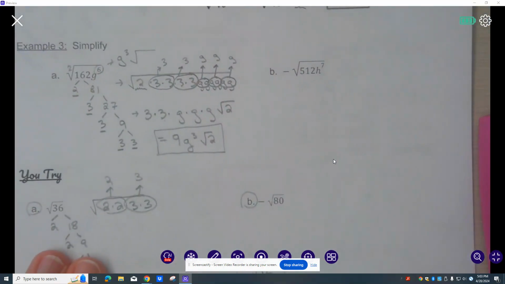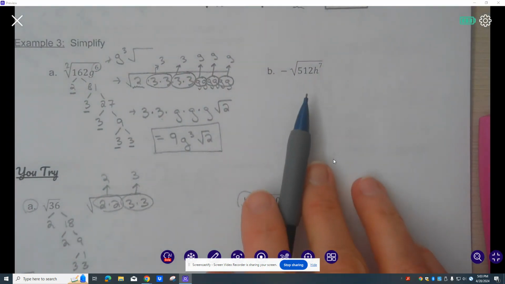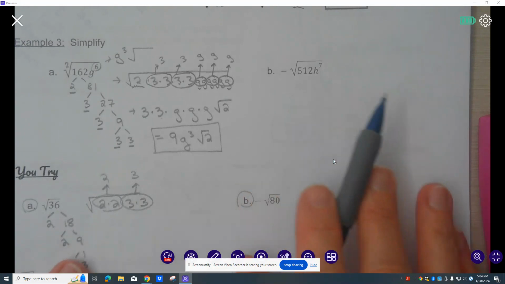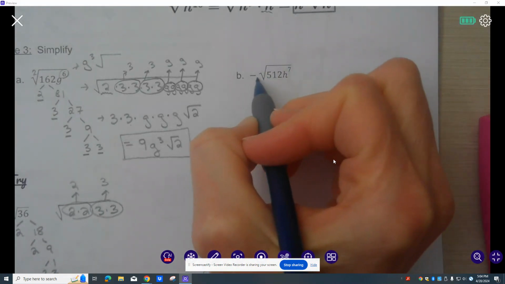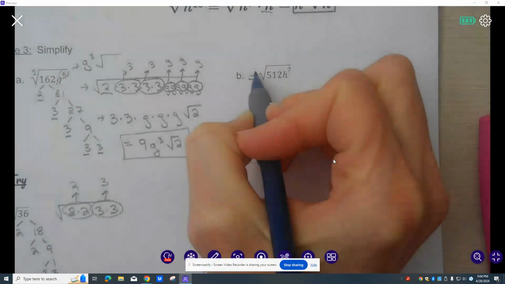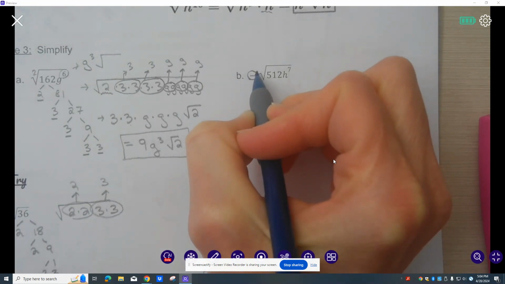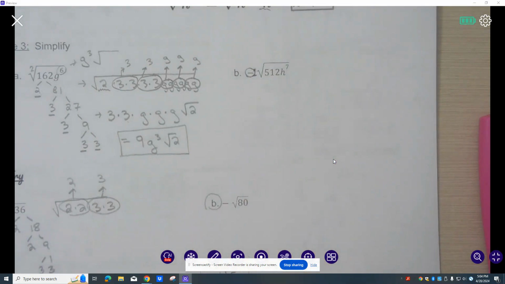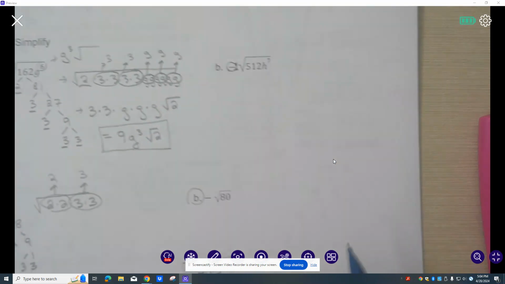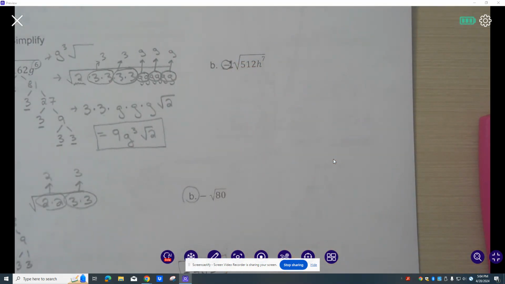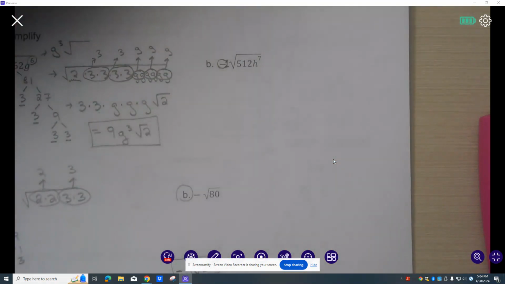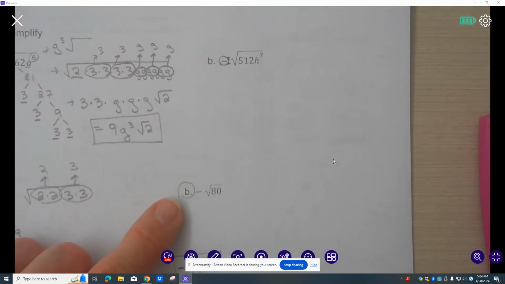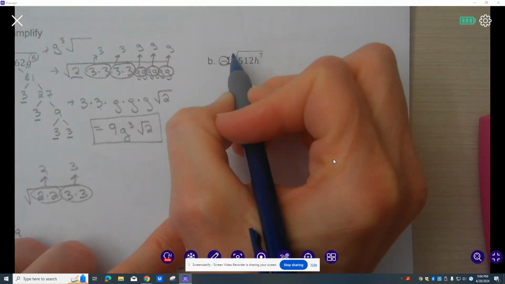Okay, let's try B. So this one, again, I have a negative out front, so I want to make sure I keep track of that. I'm going to think of that as a -1 outside the jail. This is a long tree we end up with here, so on mine I ended up going all the way down here on my paper. So try writing small. So this has an index of 2.